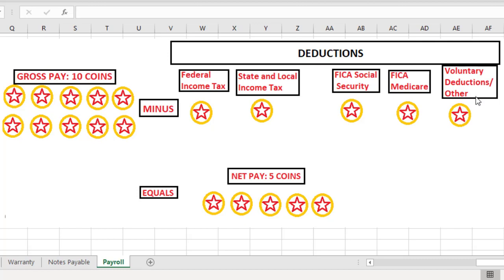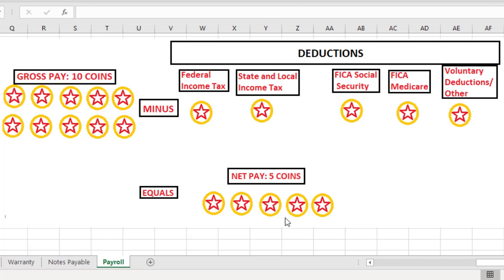Now here I've represented each deduction as one coin, but in reality each would be different. Anyways, if we take the gross pay of 10 coins and subtract all the deductions, which total 5 coins, we get the net pay, otherwise known as the take-home pay, which is 5 coins. So everything you see here are deductions that come from an employee's paycheck.